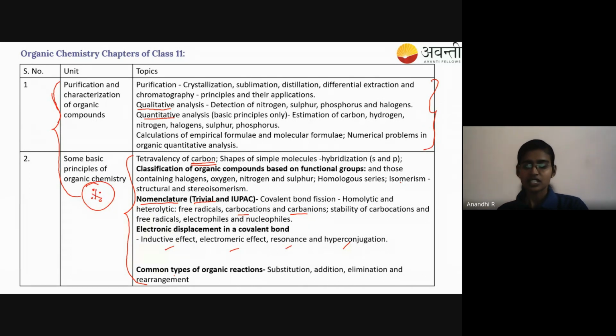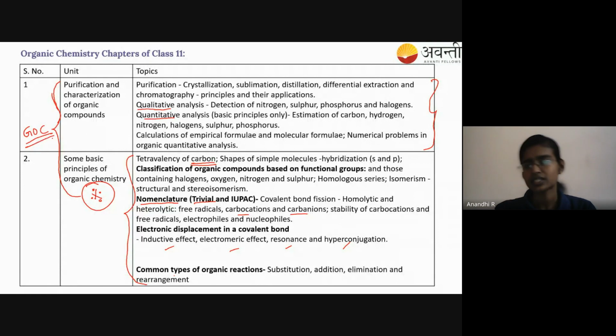So redox reaction is the basic lesson for physical, and periodic table and chemical bonding, those two are the basic lessons for your inorganic. And some basic principles of organic chemistry, otherwise called general organic chemistry, GOC, is the basic lesson for your whole organic chemistry. Got it? We have to concentrate more on this.